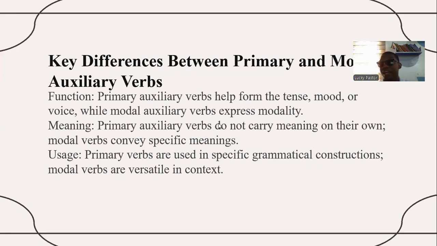Like when you say, I have eaten, right? You're being specific. But with a modal auxiliary verb, you can even use it along with a primary auxiliary verb. You can say, I will have eaten. When you say that, you are talking about the future, right? I will have eaten. So you see, you can use modal auxiliary verbs in a variety of ways, while primary auxiliary verbs are more specific, right?